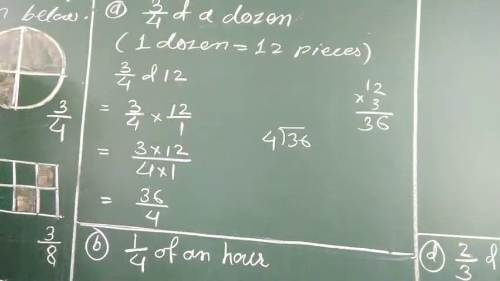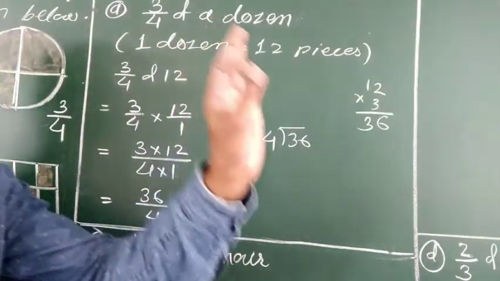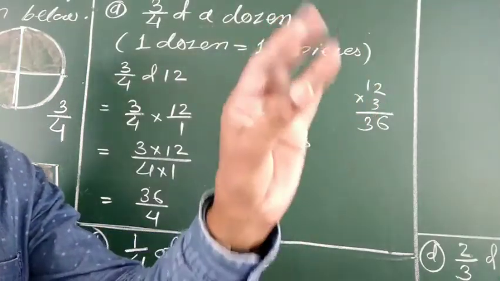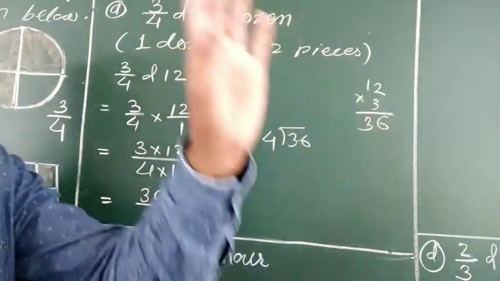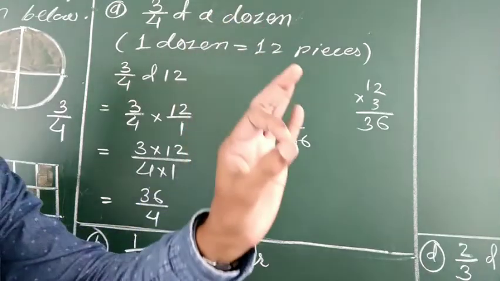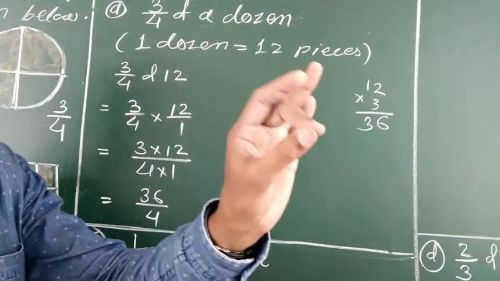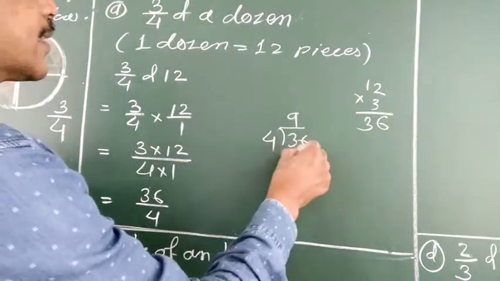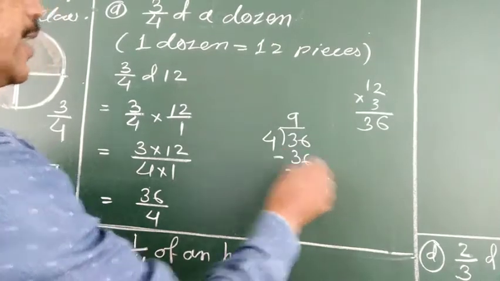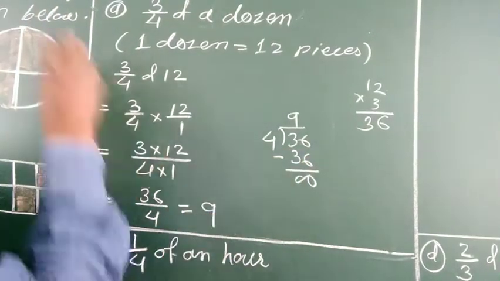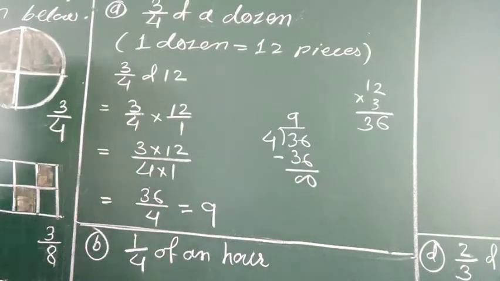36 by 4. Now see, 4 ones are 4, 4 twos are 8, 4 threes are 12, 4 fours are 16, 4 fives are 20, 4 sixes are 24, 4 sevens are 28, 4 eights are 32, and 4 nines are 36. So you can write here 9 pieces. The 3 by 4 of a dozen is 9.